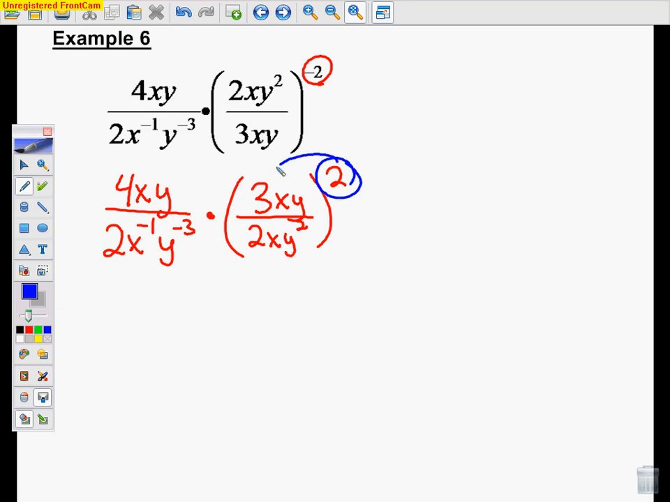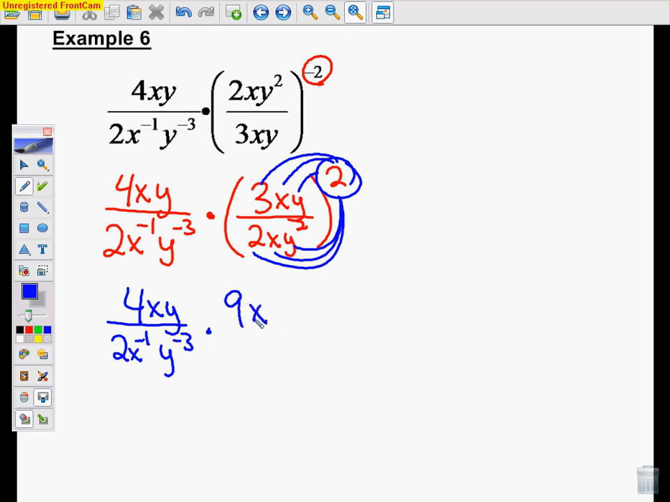Now we have this positive 2 that we can distribute into the parentheses. And make sure that it goes to everything in the parentheses. Every little piece in there. Alright? So, once again, that first part, this 4xy part, is going to stay the same. 4xy over 2x to the negative 1, y to the negative 3, times, and let's distribute that 2 into the parentheses. 3 squared is 9. X to the second, y to the second. 2 squared is 4, x to the second, y to the fourth.